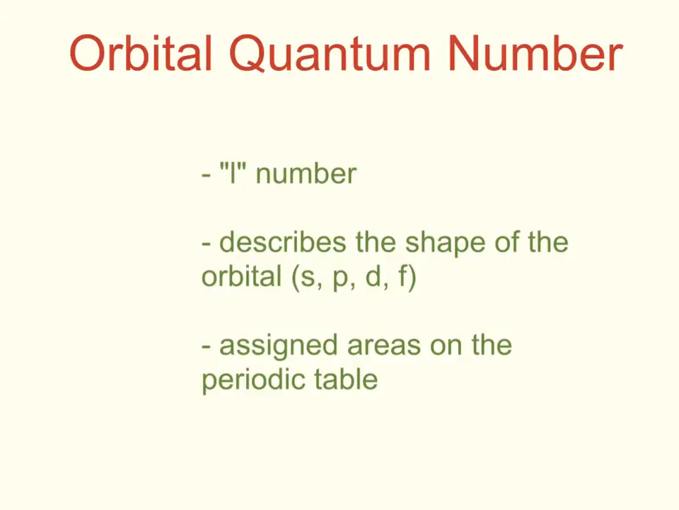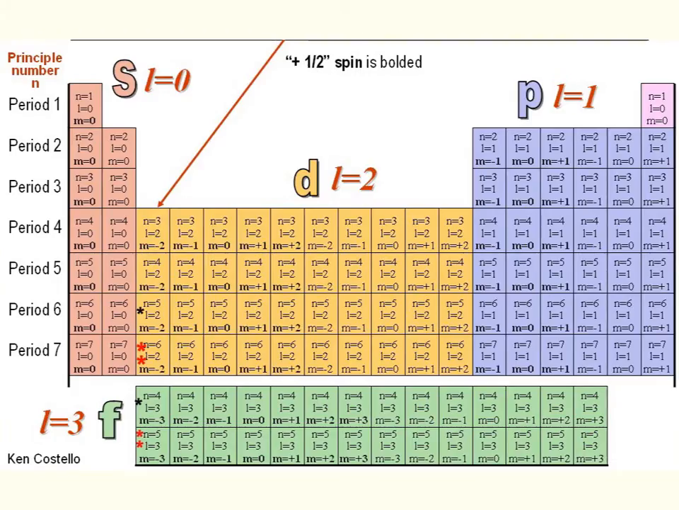The second part of a quantum number is the orbital quantum number, or the L number. This describes the shape of the orbital. Remember those shapes, spheres, and dumbbells that we were talking about earlier, the S, P, D, and F orbitals? Well, here's where they come into play. These are going to be assigned areas on the periodic table that describe those regions where we're highly likely to find an electron. And here we see those different regions.